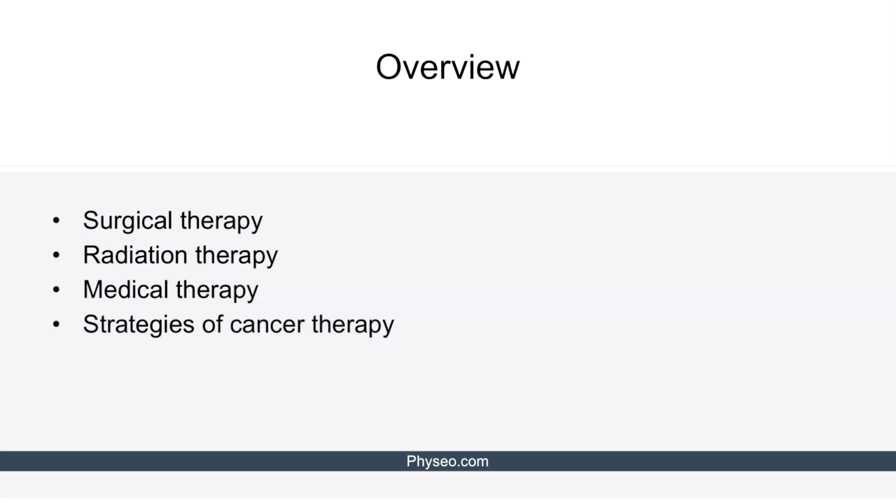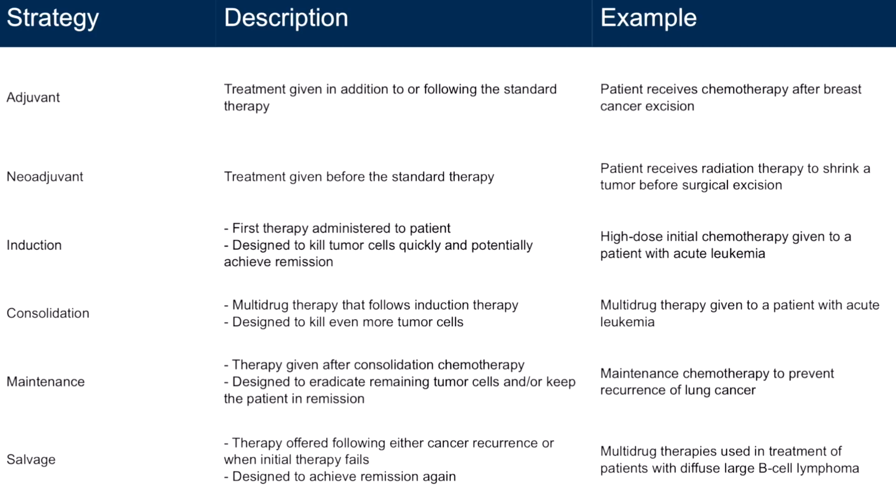Now that we've covered surgical, radiation, and medical therapy, let's briefly go over the key strategies of cancer therapy. In other words, this is where we apply all that stuff we've learned into an actual strategy that you implement for a patient. So generally speaking, there are 6 primary strategies of cancer therapy that are important to know for the boards.